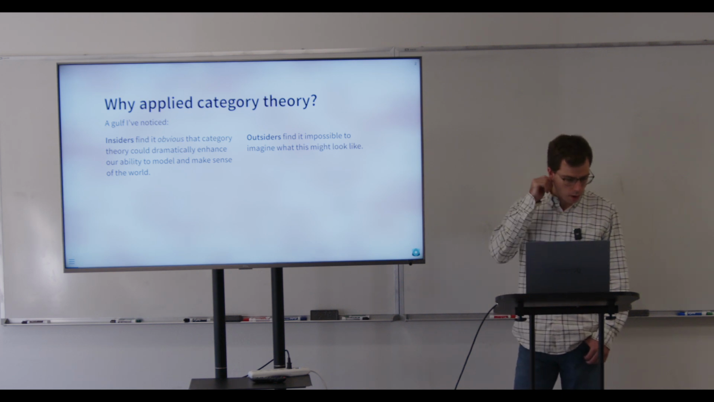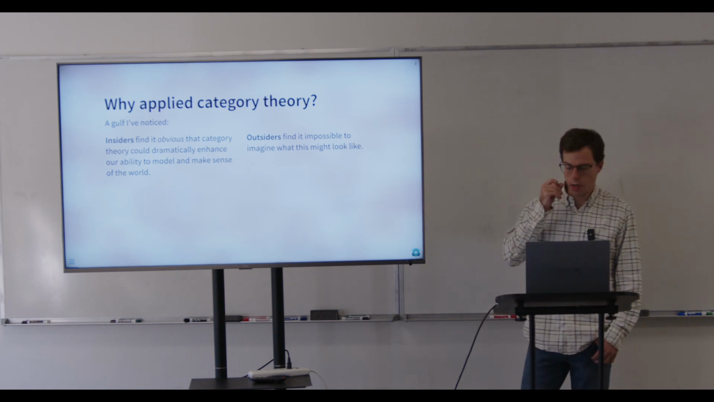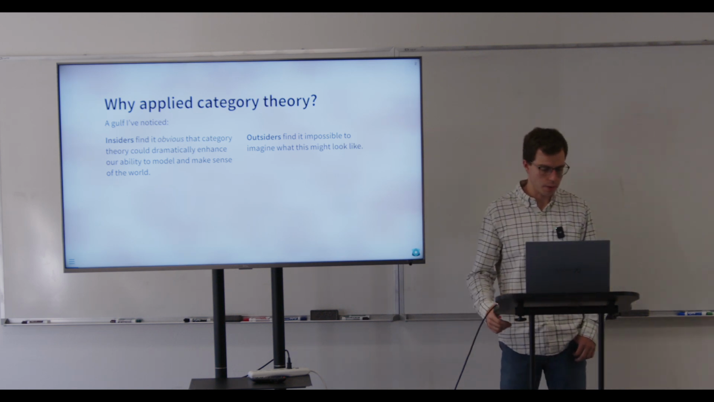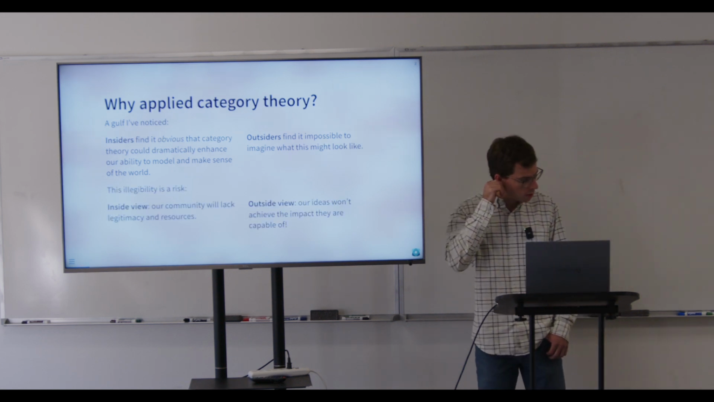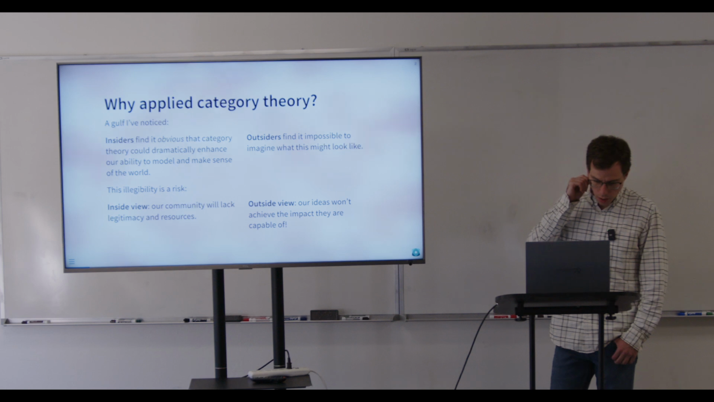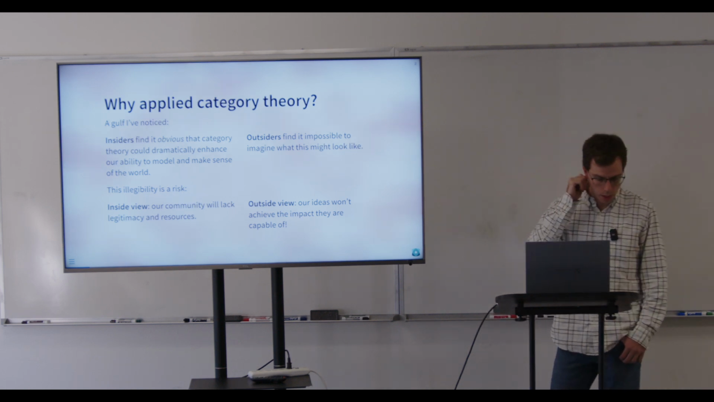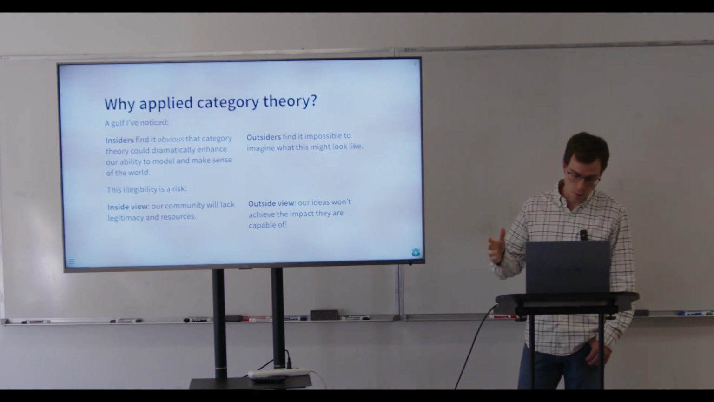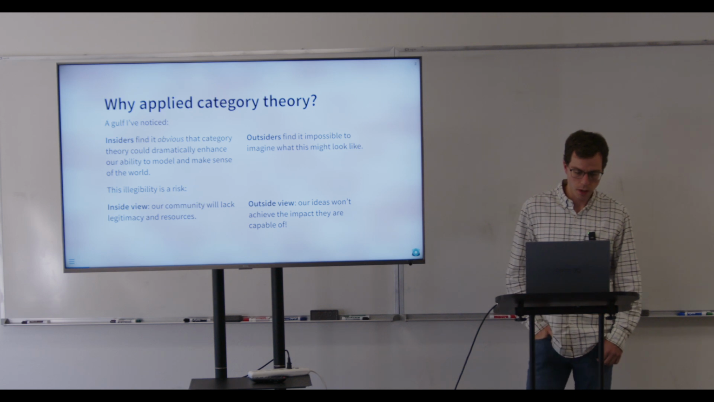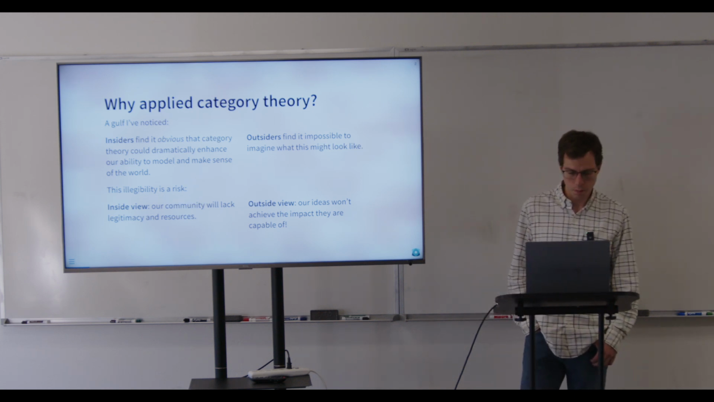But I find that to outsiders, it's often really hard for them to imagine in any reasonably concrete or definite way what that might look like and what that could even mean. And I think this illegibility that our work sometimes has is a big risk for our community. From an inside view, it means that we will struggle to gain legitimacy and resources. And more importantly, taking the outside view, our ideas won't be able to achieve the impact that I believe they're capable of if it's not clear what they're for.